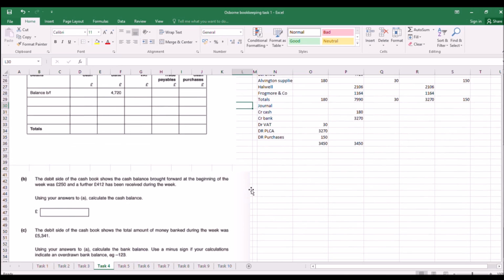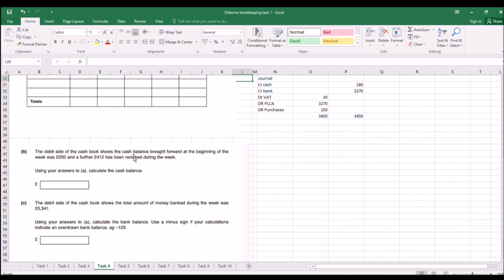Right, let's now go through into our next bit. The debit side of the cash book shows, so if we start to hear the words cash book and debit side, let's even set up our T account before we even start. Debit side of a cash book shows a cash balance brought forward at the beginning of the week of 250. Okay, brought forward. A further 412 has been received during the week. Debit bank. Credit probably sales. Use your answers to A to calculate the cash balance.